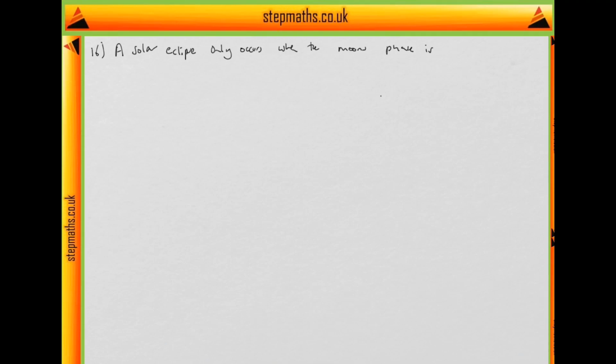Question 16 says, a solar eclipse only occurs when the moon's phase is. Well, for this answer, I would recommend you look at our video on eclipses, and that'll explain it all to you. But what we require here is that the moon is in fact in between the Earth and the Sun. And this occurs when there is a new moon. So the answer is A.